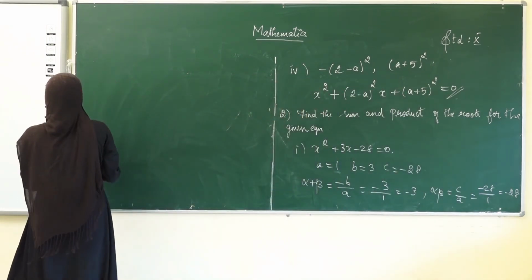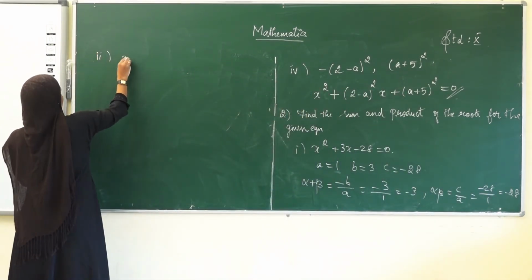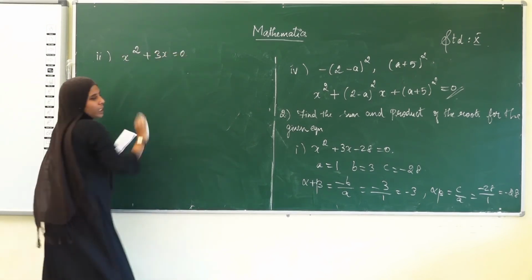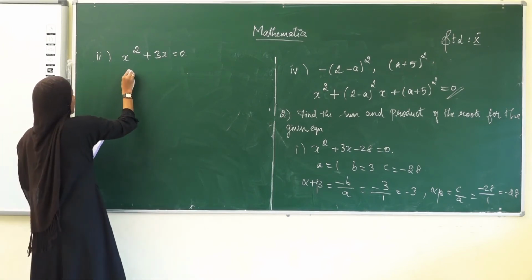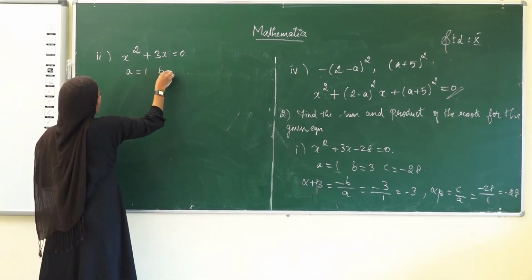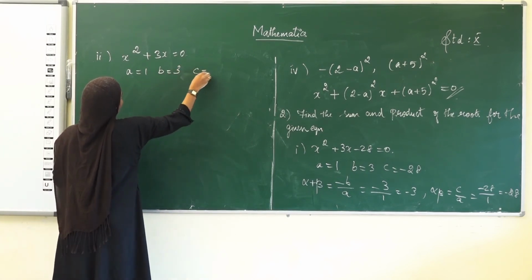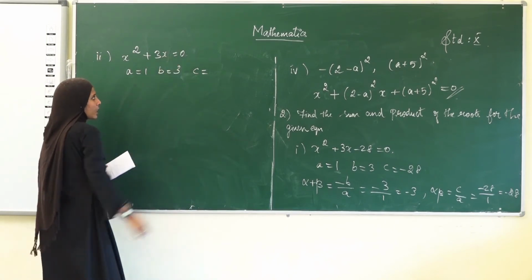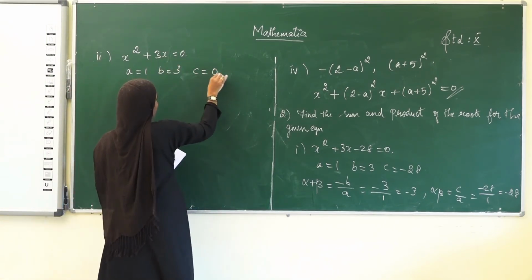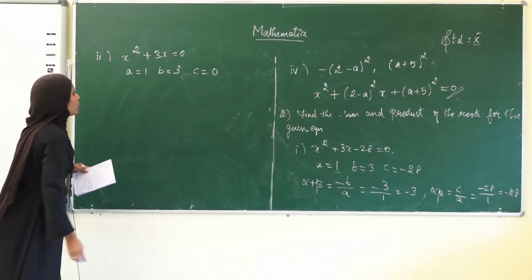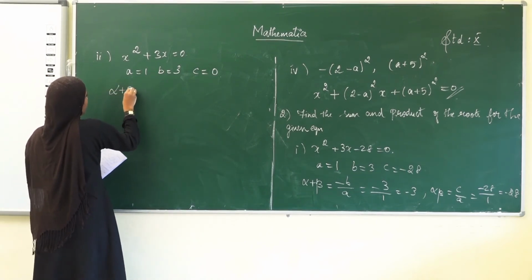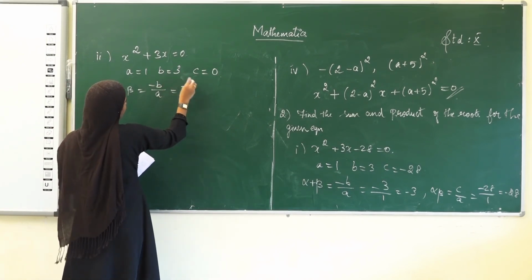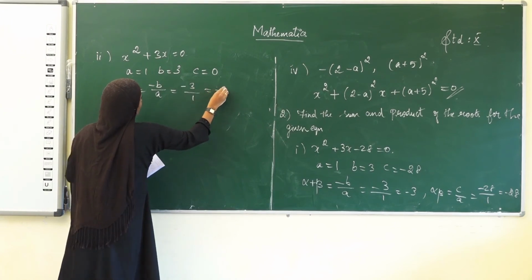We are going to see the second subdivision. What's the equation they have given? X squared plus 3x is equal to 0. Okay, see here, from this we can write a's value is 1 and b's value is 3. And where is the c's value? C's value is the constant term. See, the constant term is absent here, therefore the c's value will be equal to 0. So from this sum of the roots alpha plus beta is equal to minus b divided by a. What is the value of b? Minus of 3 divided by 1, which is equal to minus 3.